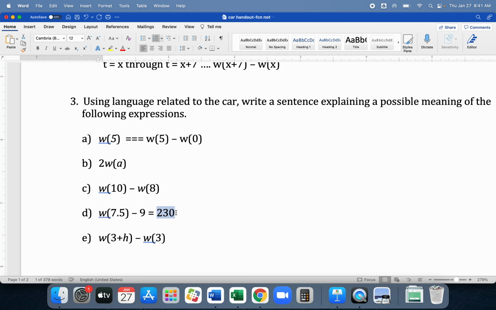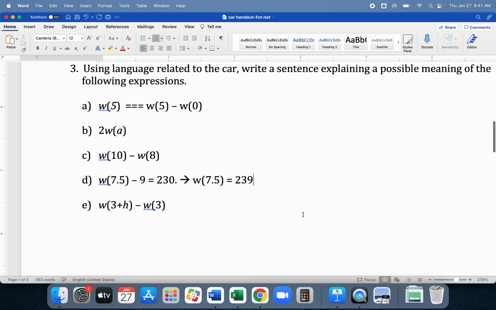So whether we have a number result for that or not, I could move this over, and that would tell us another fact. And in fact, if this had been 230, like I said, we could move this over and say W of 7.5 equals 239. And if we knew that, then hey, we know exactly where we were at time 7.5. So great, we would have traveled 239 feet.